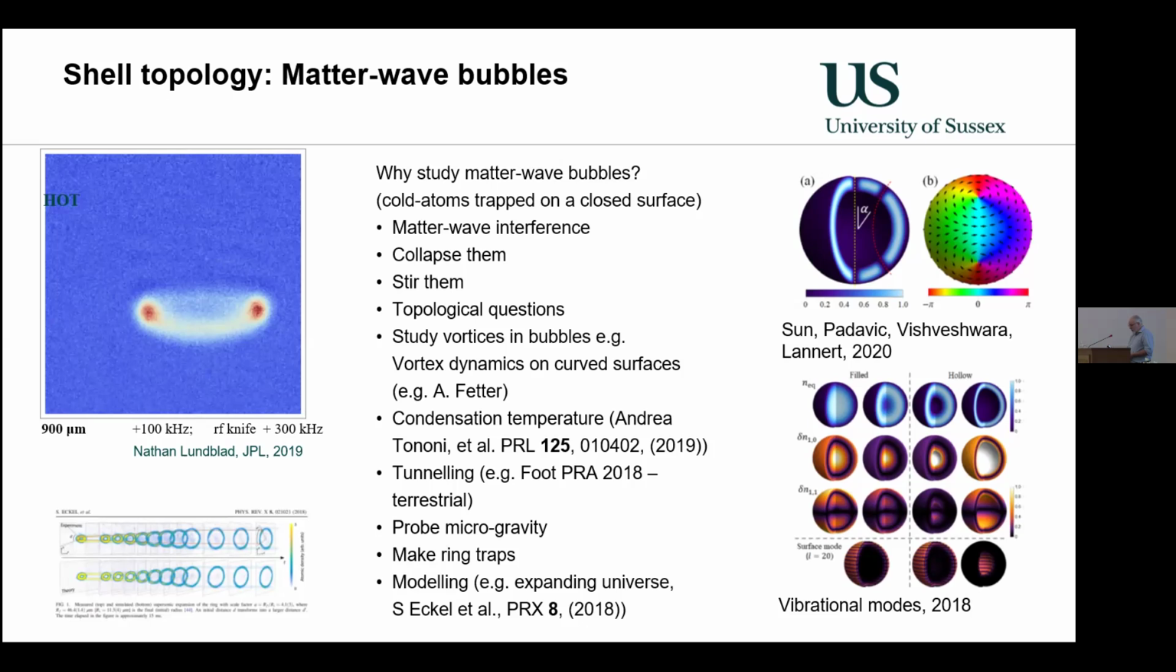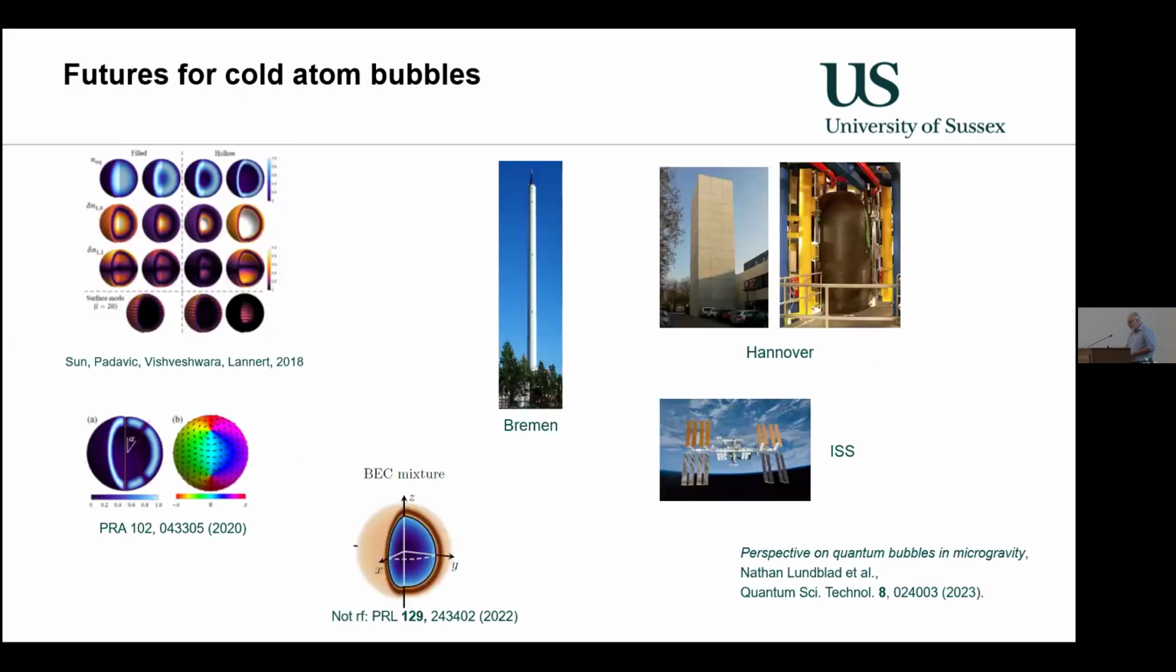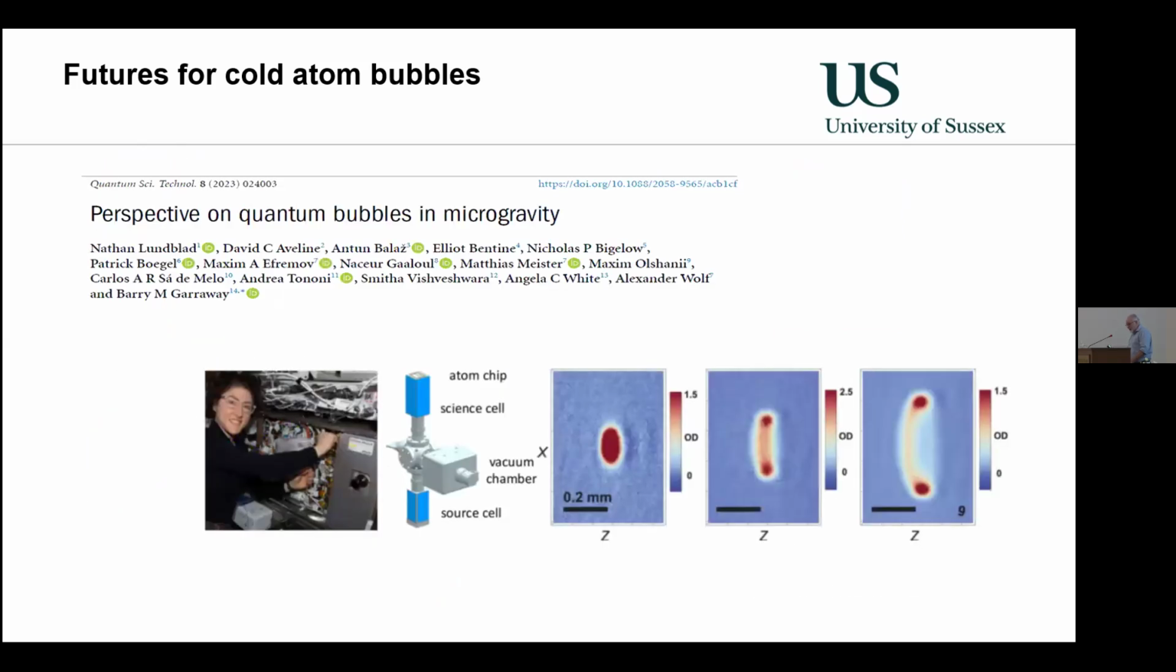Who knows? So looking to the future a bit, people are thinking now, after the bubbles were made on the International Space Station, which gathered a lot more attention to the subject, people are thinking a little bit about drop towers, for example, in Hanover, and other drop tower type experiments around the world, and other ways of making the bubble, which don't involve going to space. So, for example, the BEC mixture approach doesn't use radio frequency dressing, but in this talk, I'll just focus on the radio frequency dressing approach.